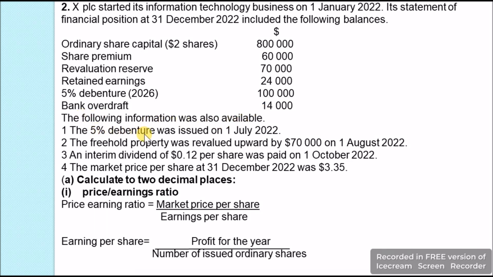First, the 5% debenture was issued on 1st July 2022. The freehold property was revalued upward by $70,000 on 1st August 2022. The interim dividend of 12 cents per share was paid on 1st October 2022. The market price per share at 31st December 2022 was $3.35. In part A of the question, bit 1, we are asked to find the price earning ratio.